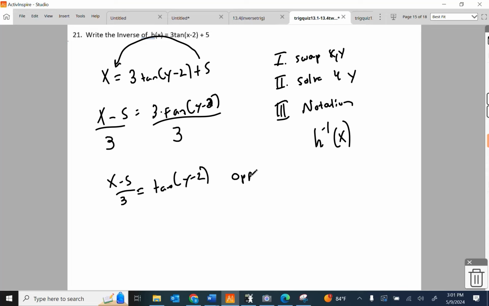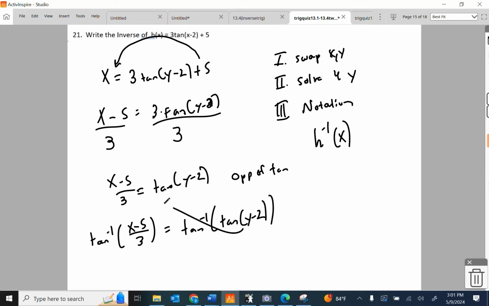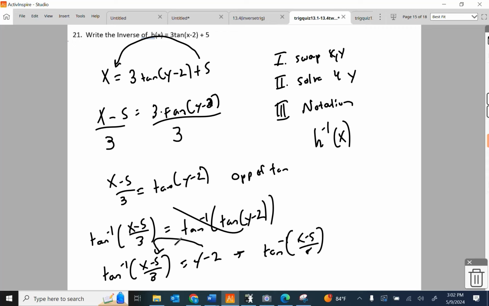And now we're going to do the opposite of tangent, which is arctangent. We're going to take the arctangent of the left and the right, because you have to have equality. Annihilation happens. The arctangent of (x minus 5) over 3 is now equal to y minus 2. We're going to add 2. The arctangent of (x minus 5) over 3. Let me just redo all that.